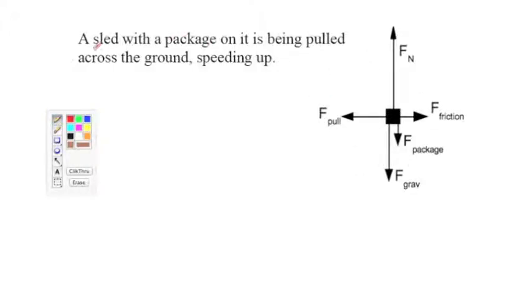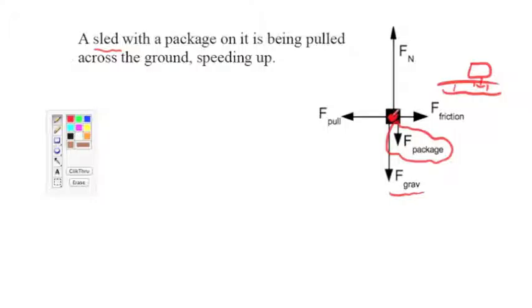So a sled, and our question is, okay, what are the forces on this sled? Well, we can start with gravity, and that is the earth pulling down on the sled. There's a package on top of the sled. What direction does the package push? Well, if I've got my sled, and the package is sitting on top of it, it's pushing down on the sled. So that's why when I did my free body diagram, from the perspective of the sled, this is my sled right here, the package pushes down.